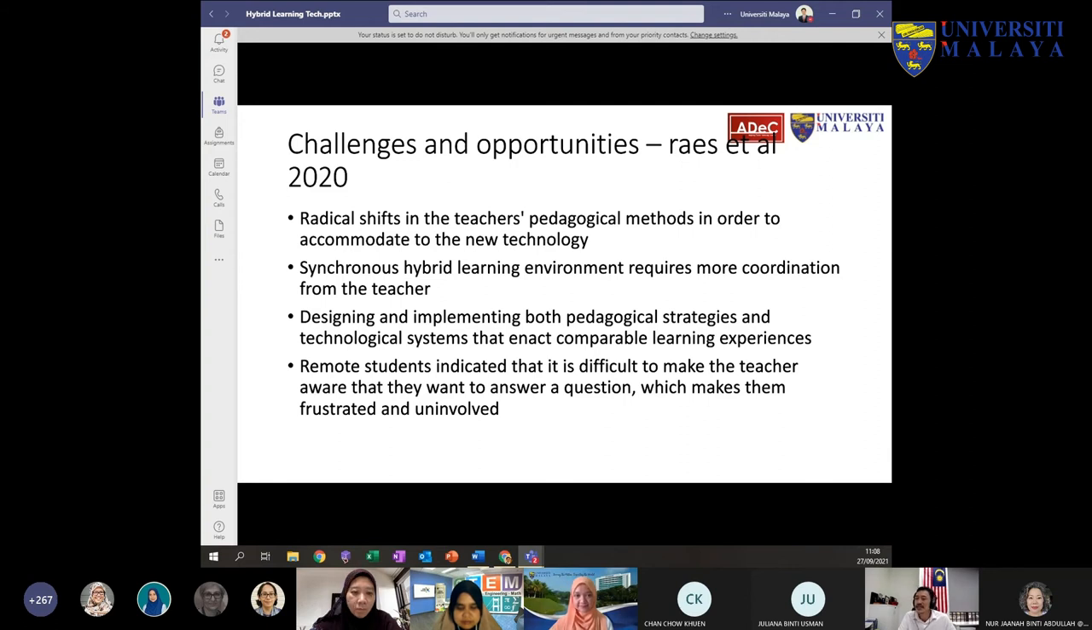And then the last one is that the remote students indicated that it's difficult to make the teacher aware that they want to answer the question. And if you don't invest in that, or you don't figure out a way of getting the remote learners to be seen by the lecturers, then this is actually a big risk. So it's difficult to make the teacher aware that they want to answer questions or to respond, which makes them frustrated and uninvolved.